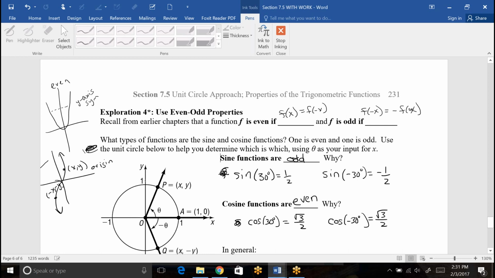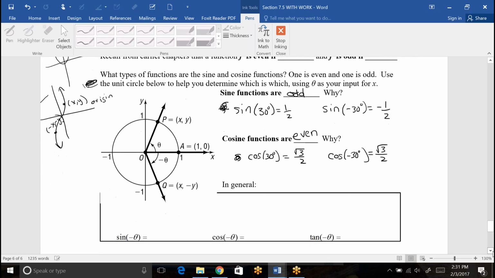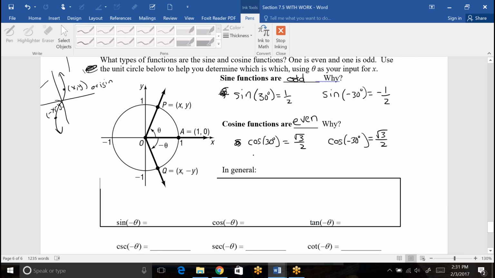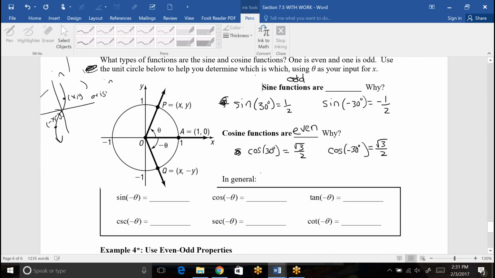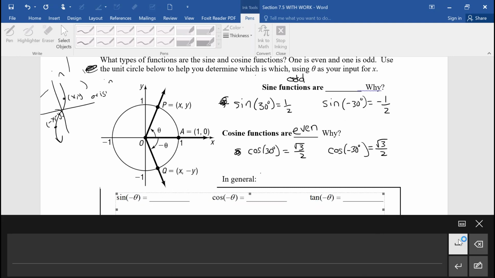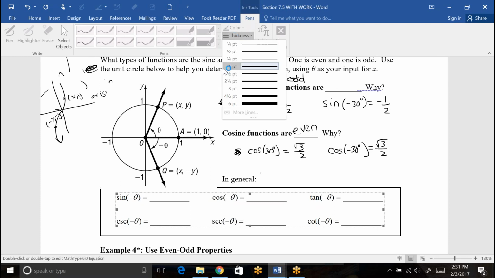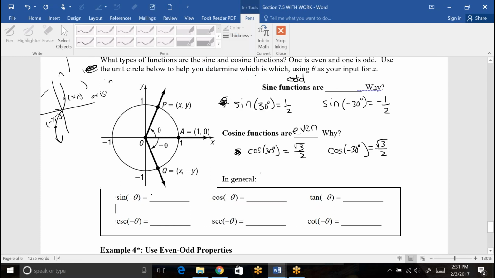So the cosine function is even, the sine function is odd. The others are, the box got messed up. The others are going to work as follows. It does not want to agree with me right now. Sorry, this is a glitchy system.